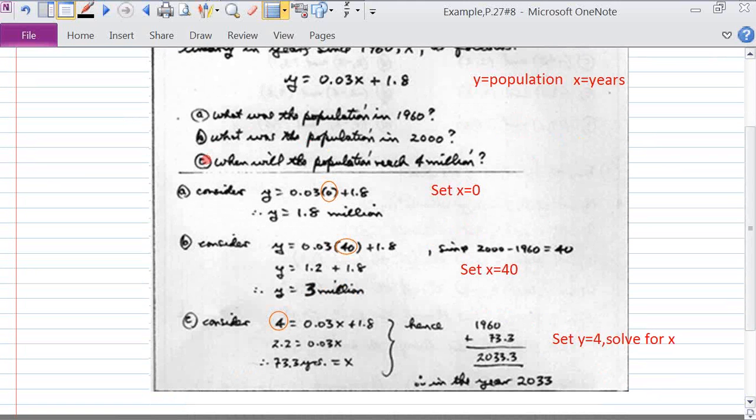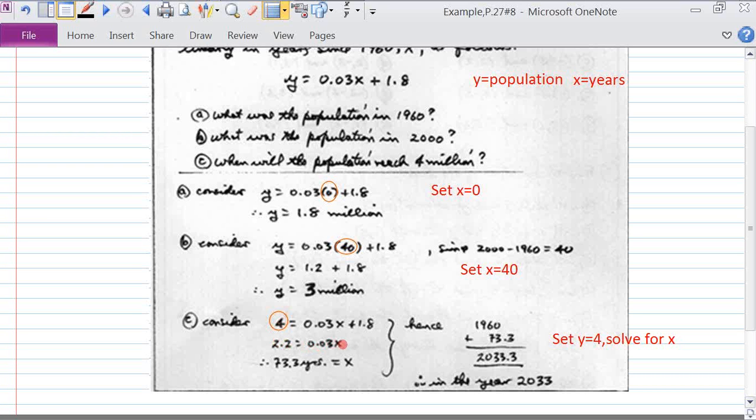So, third part of the question, when will the population reach 4 million? So you want the Y to be 4 here, and then you're going to compute the X. In A and B, you were given the X values. In one case it was 0 and in the other 40. Now you're given 4 and asked to calculate X. So 4 equals 0.03X plus 1.8. Now you bring the 1.8 over to this side, and it becomes minus 1.8. 4 minus 1.8 becomes 2.2.